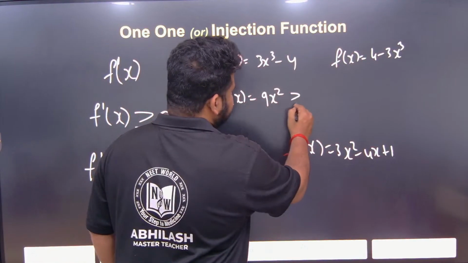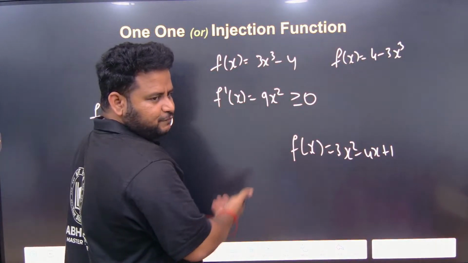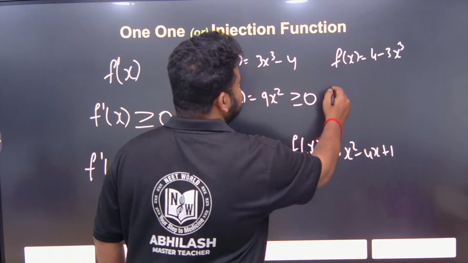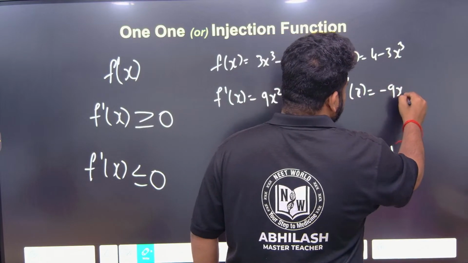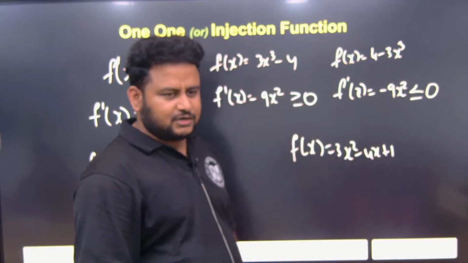So this will be what? Greater than or equal to 0. Greater than 0 or equal to 0, whatever it is. If you put x value 0, this will be 0, no problem. Now if I differentiate this one, f dash of x is minus 9x square, this will be less than or equal to 0. This will definitely be less than or equal to 0.